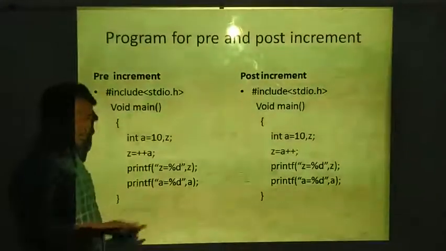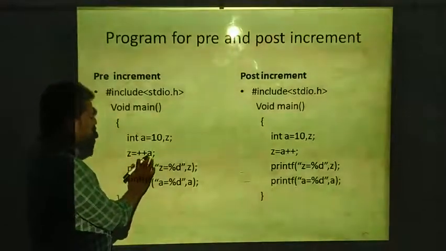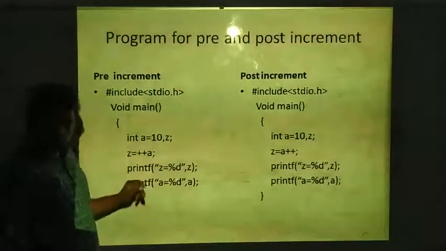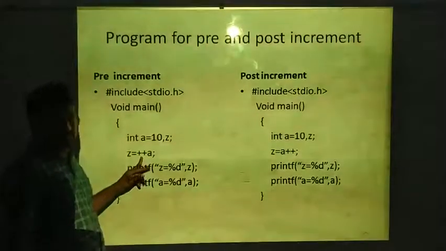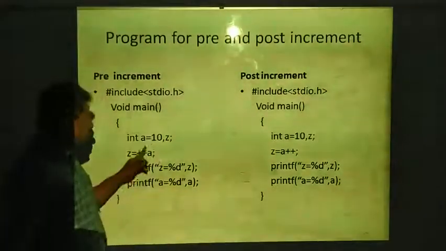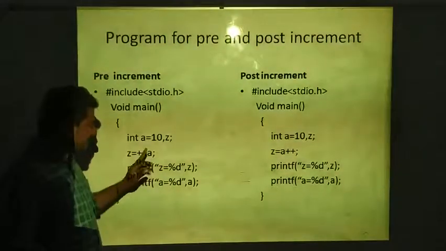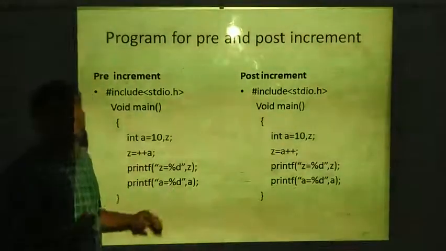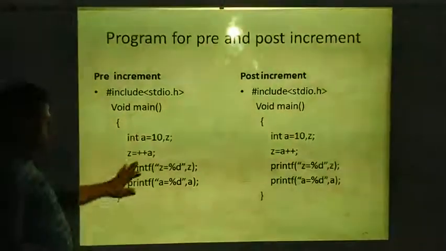Here it is given Z is equal to plus plus A. Just now we learned plus plus A means what? It is pre-increment. First the value of A will be incremented, then after that the value of A will be printed. Taken means it is printing. So what will be the output for this?